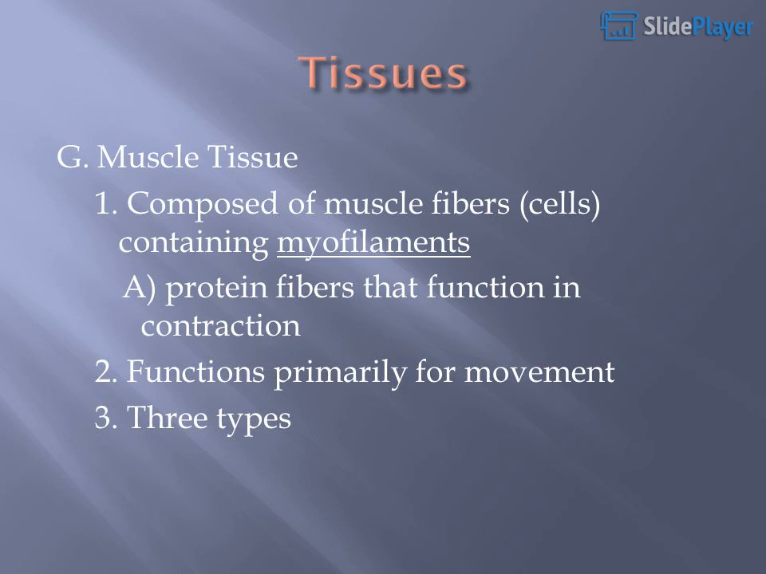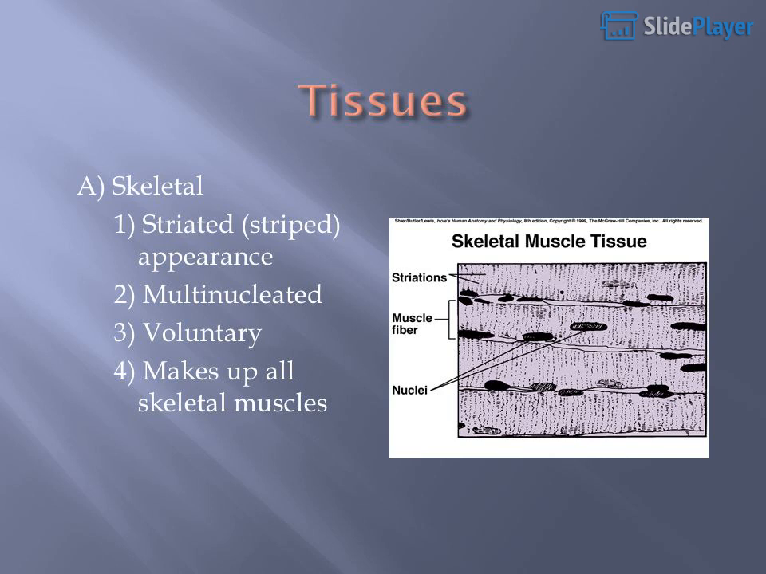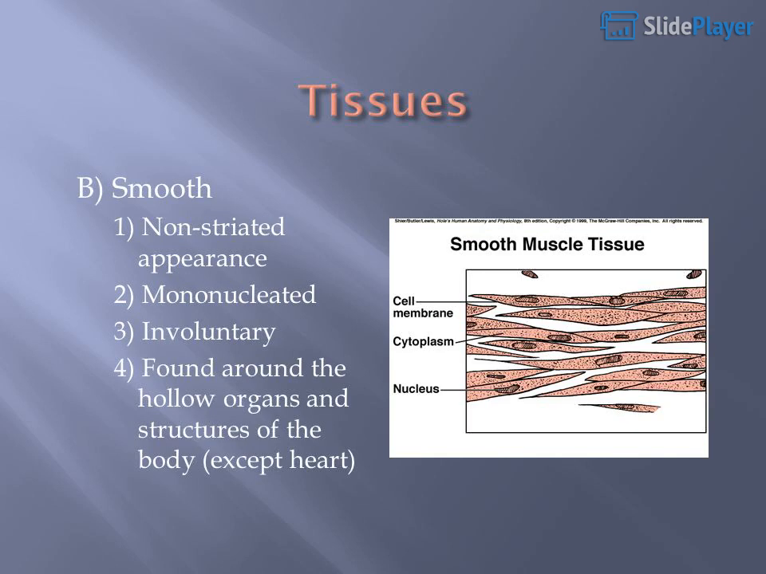G. Muscle tissue. 1. Composed of muscle fibers, cells, containing myofilaments or protein fibers that function in contraction. 2. Functions primarily for movement. 3. Three types. A. Skeletal. 1. Striated, striped, appearance. 2. Multinucleated. 3. Voluntary. 4. Makes up all skeletal muscles. B. Smooth. 1. Non-striated appearance. 2. Mononucleated. 3. Involuntary. 4. Found around the hollow organs and structures of the body, except the heart.